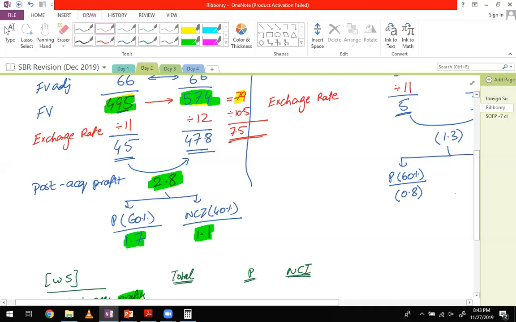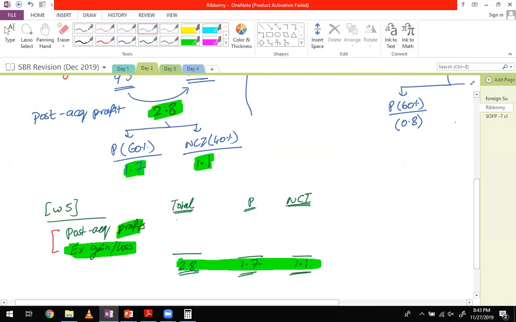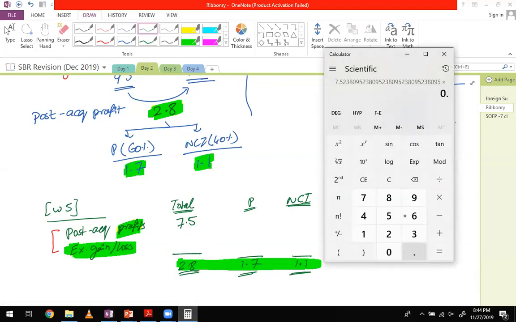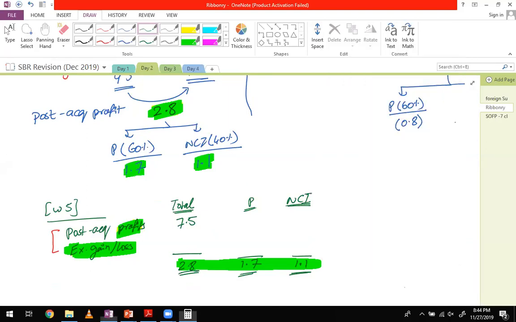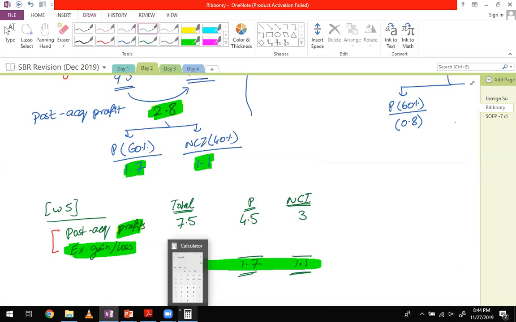So 7.5 is the value of the post-acquisition profit in terms of the dollars. And 7.5 into 60% is what belongs to the parent, which is going to be 4.5. And 7.5 into 40% is what belongs to the NCI, which is going to be 3. So this is how we identify the actual profit and the parent's and the NCI's share in that.